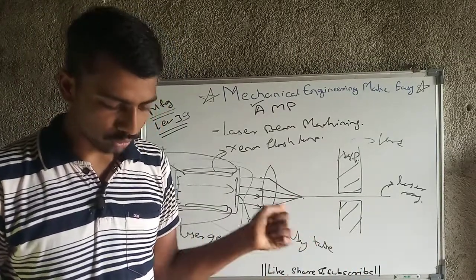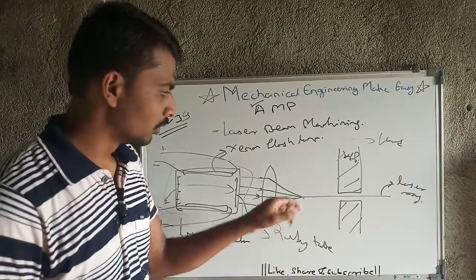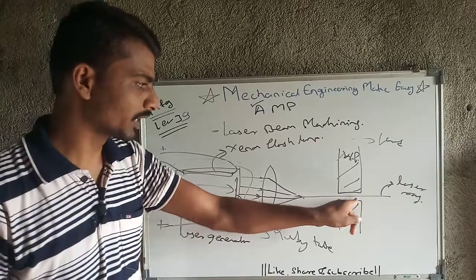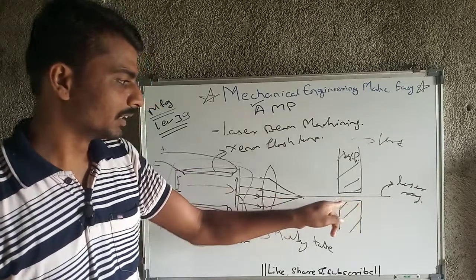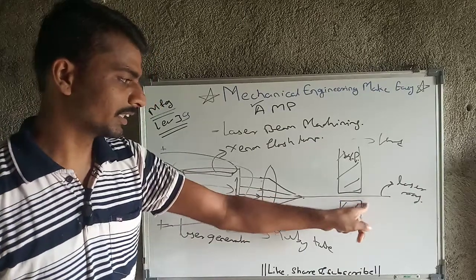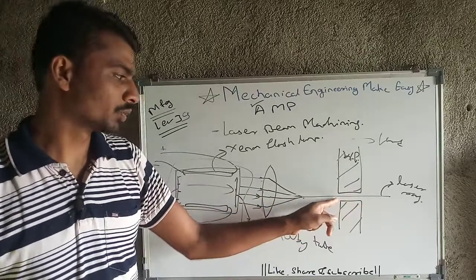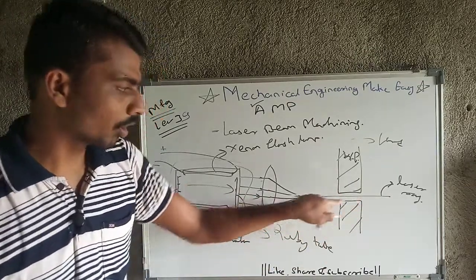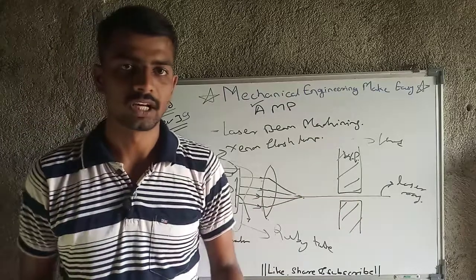Then next is holes may have slight taper. As this ray is passing from this direction, the intensity of ray will decrease up to this end. Here the intensity will be higher, here the intensity will be lower as compared to this point. So ultimately some taper will occur there on the hole.